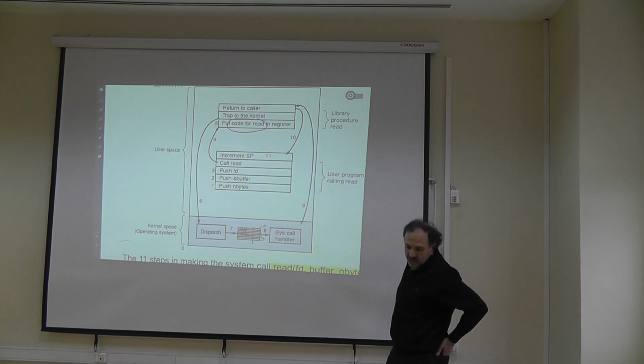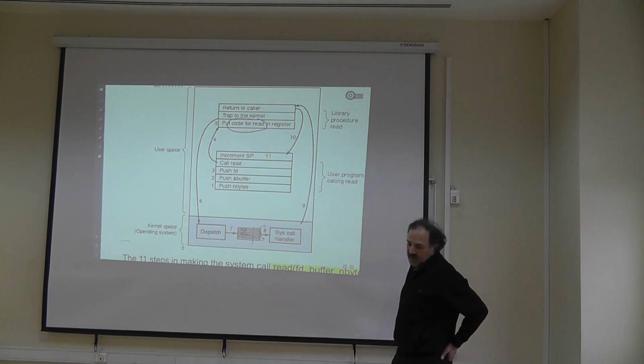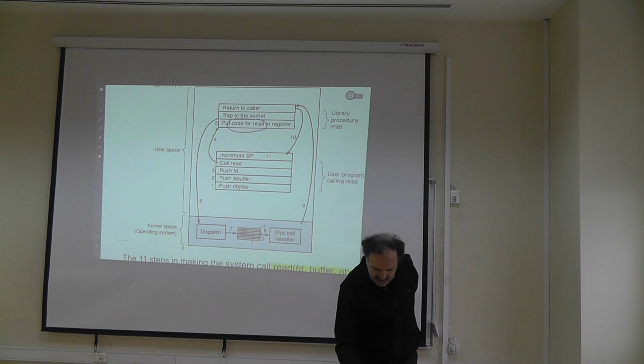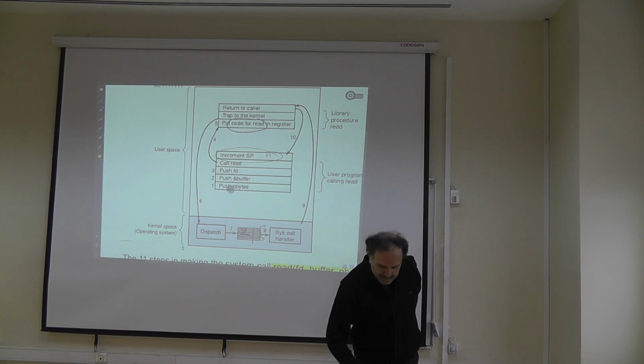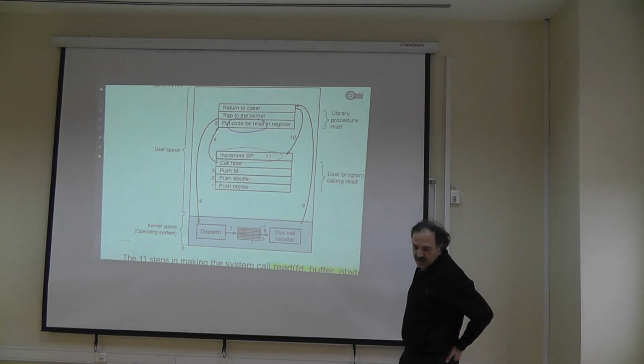And from the caller, you return to the C program that calls the function read. Then after that, you increment the stack pointer. Why do I increment the stack pointer? Because I don't want to keep these numbers in the stack anymore. I don't want them to stay there. That's why I increment the stack pointer. So this is what happens when you make a system call.